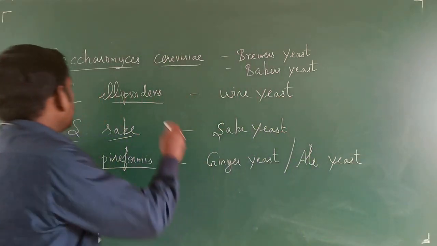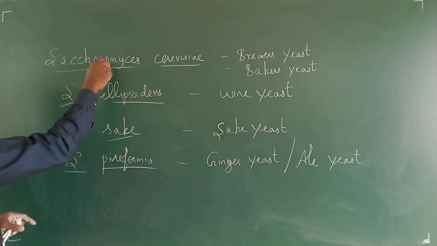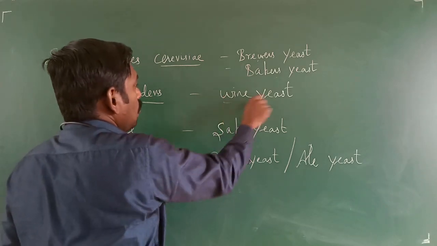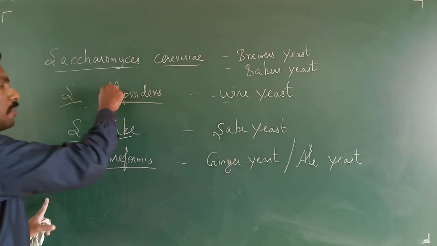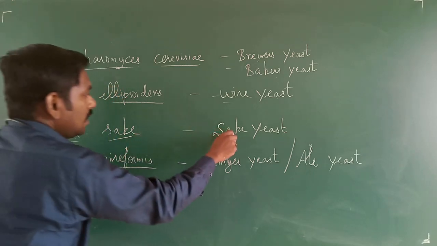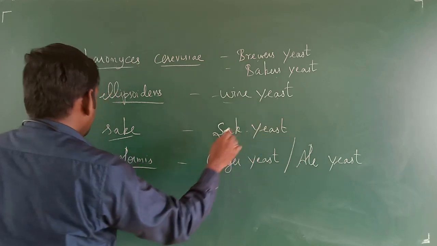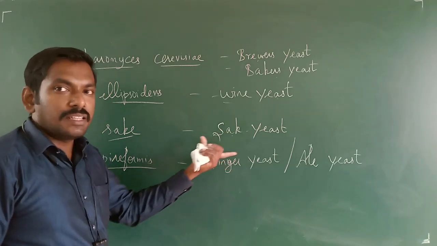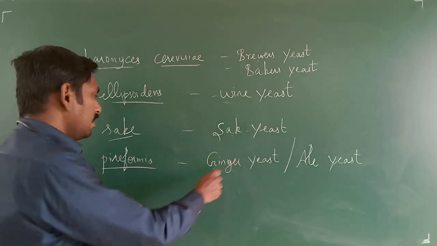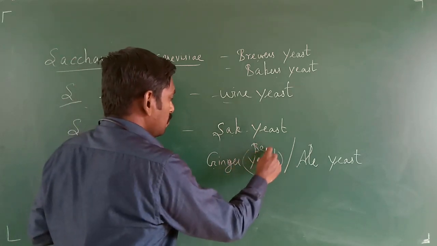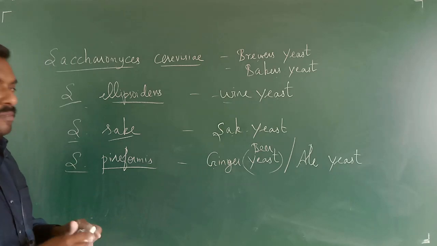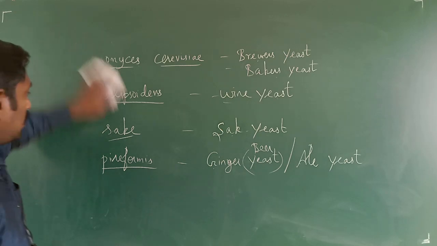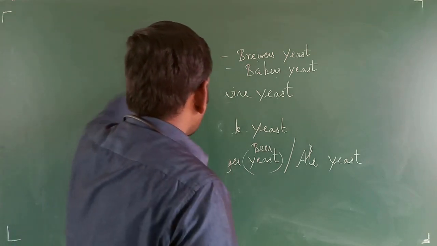So you have the names of the microorganisms. Saccharomyces cerevisiae is called the brewer's yeast or baker's yeast. Saccharomyces ellipsoideus is called the wine yeast because it is used in the production of wine. Saccharomyces sake is called the sake yeast. Saccharomyces pyriformis is called the ginger yeast or ale yeast, because ginger beer is produced from Saccharomyces pyriformis. You have different names for the microorganisms.